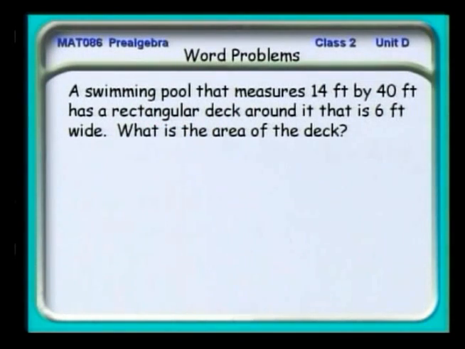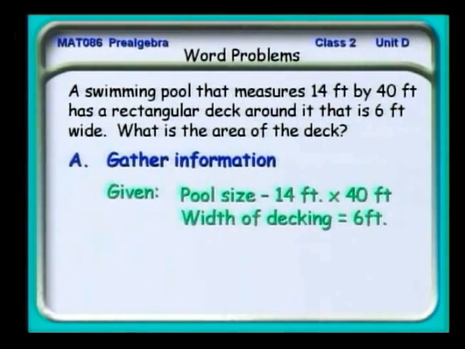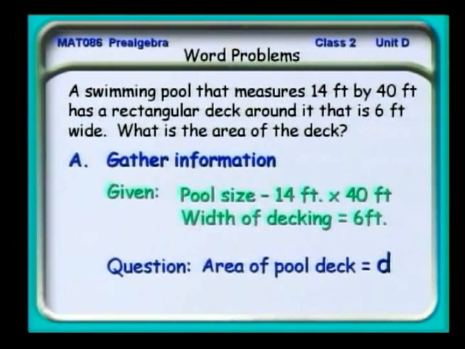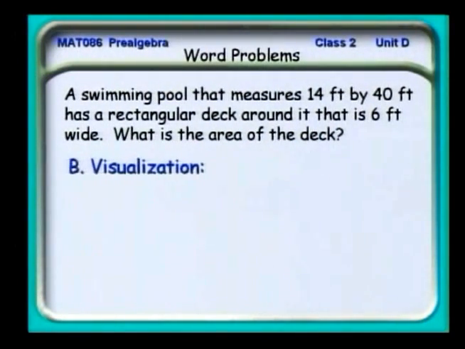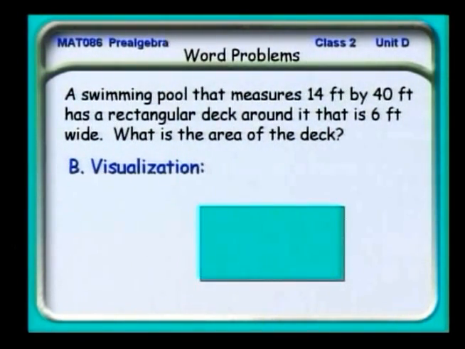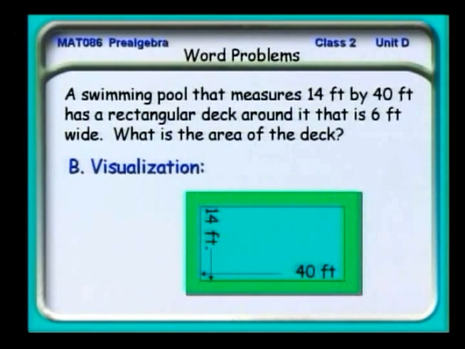Let's summarize that information. So there's the width and length of the pool, 14 by 40, and the width of the decking all the way along is 6 feet. What we would like to get is the area of the pool deck, and we'll call that D. This is a very good problem to make a diagram. So let's try to visualize it. There's the pool, the blue pool, and that's 40 feet by 14 feet. And all around that, we have a deck which is 6 feet on every side.